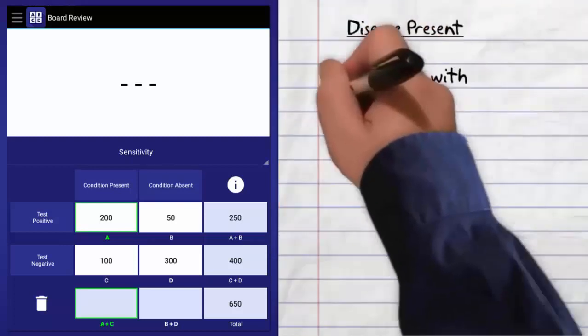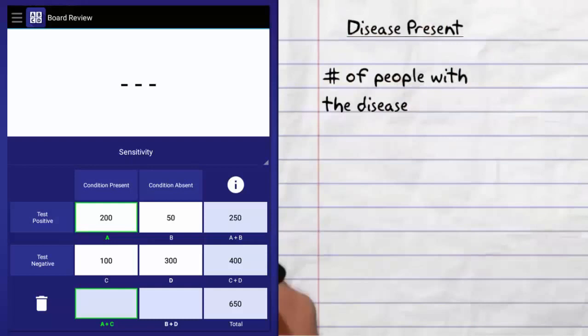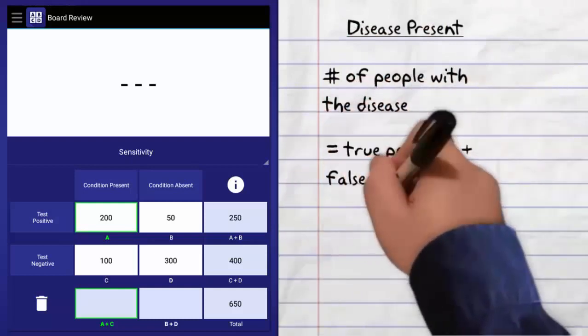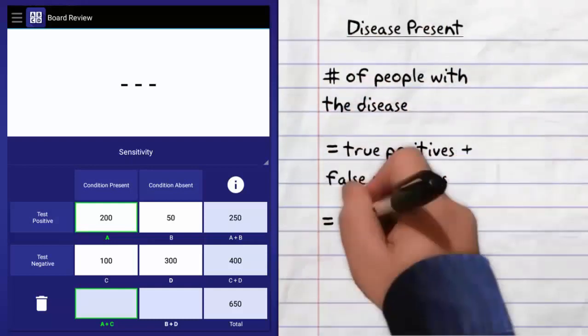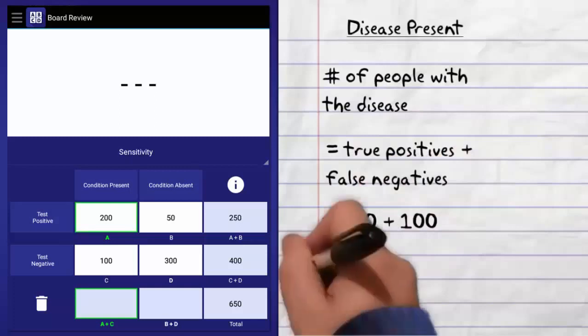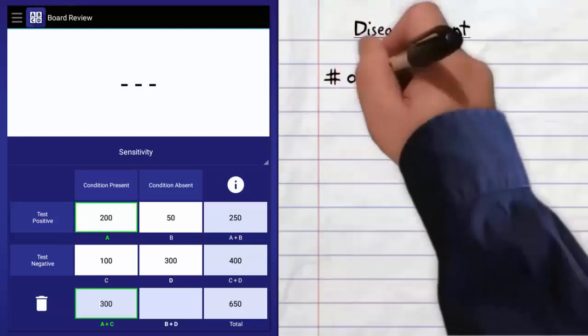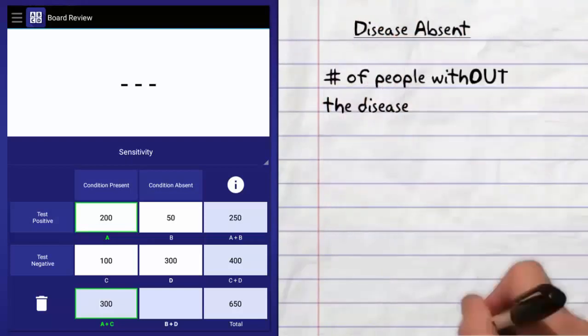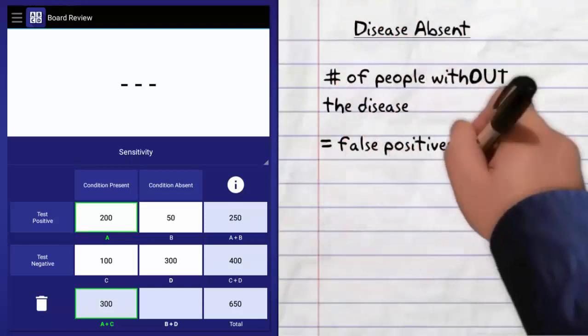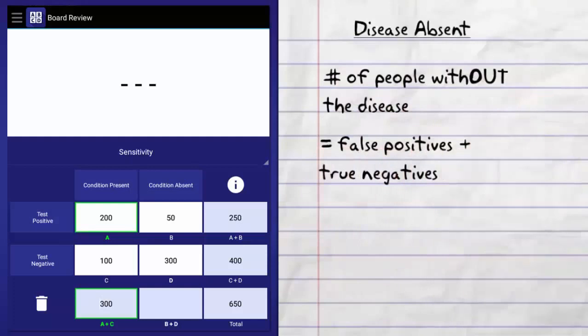The total number of people with the disease is calculated by adding together the number of true positives, 200, to the number of false negatives, 100. The number of people without the disease is calculated by adding together the number of false positives, 50, to the number of true negatives, 300.